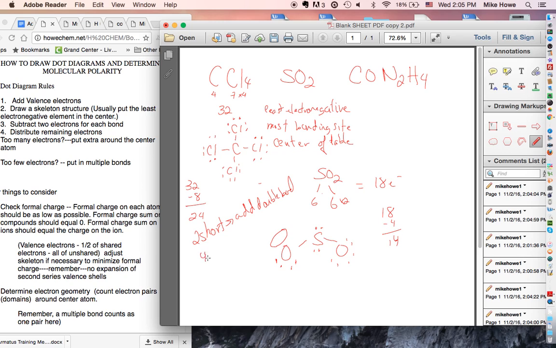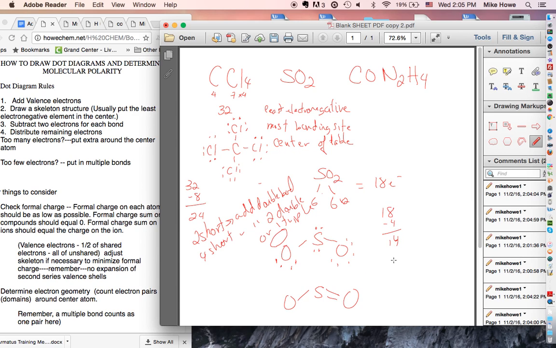But if you're 4 short, add 2 doubles or 1 triple. Okay, so here I'm 2 short, so I add a double bond. So let's redraw the picture. I'm going to put a double bond in. Doesn't make any difference which side you put it on.